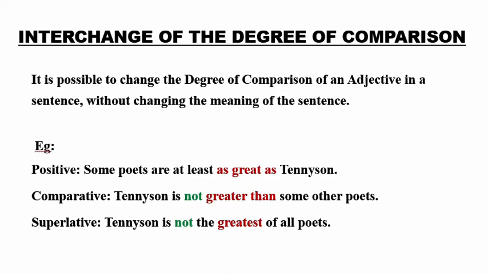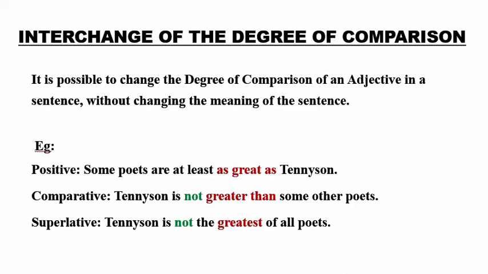meaning of the sentence. So in the first one, it is possible to change the degree of comparison of an adjective in a sentence without changing the meaning of the sentence. Usually we use this positive degree, comparative degree and superlative degree to convey three different meanings to the sentence. But without changing the meaning of the sentence, you can also use these different types of degrees of comparison. That's what we are discussing here.